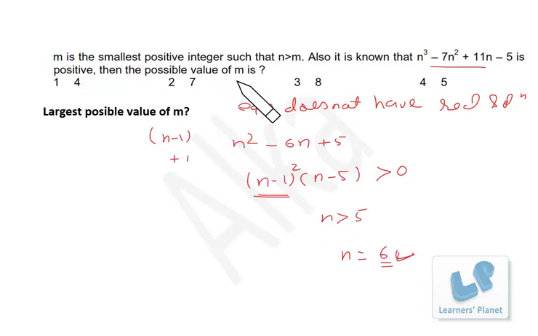Okay, so the possible value of m, if we look at the options, 4 and 5 are two answers, but if we are asked for the largest possible value of m, then the largest possible value is 5. Since n is greater than 5, the maximum value m can take is 5 only, right? Minimum value of n is 6. So this is how the questions are asked. So once again, a simple concept, the wavy curve method we have used to solve this inequation, right?